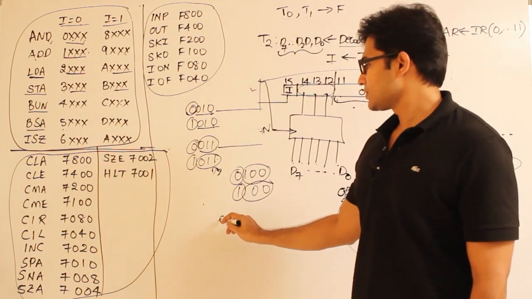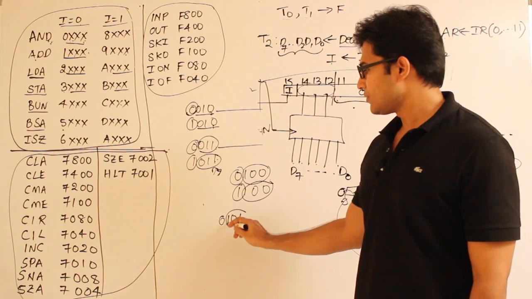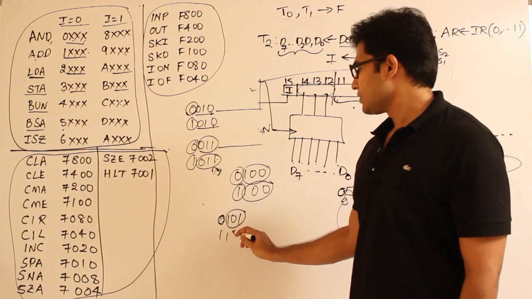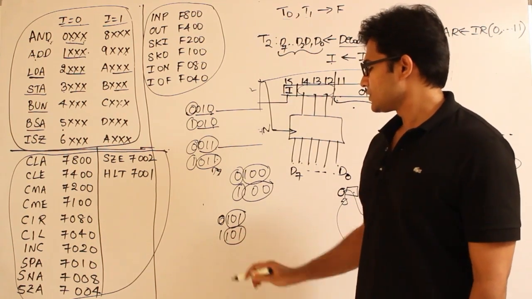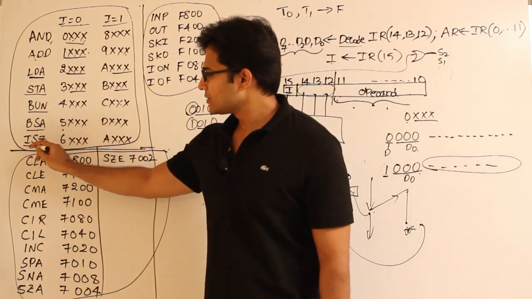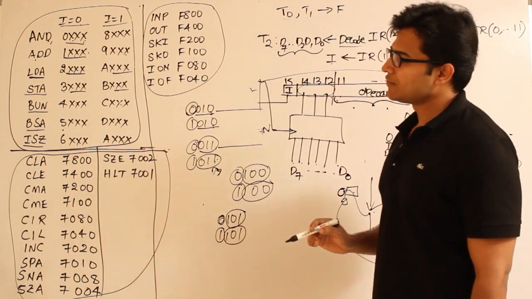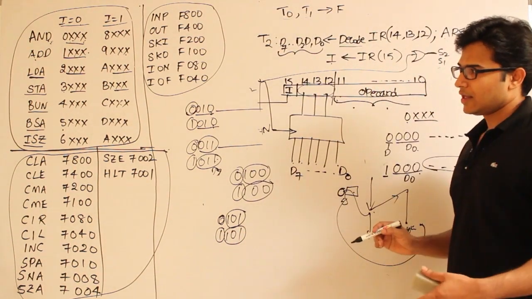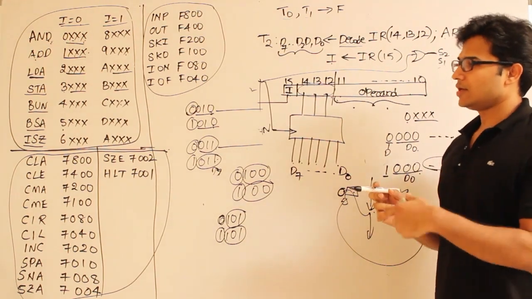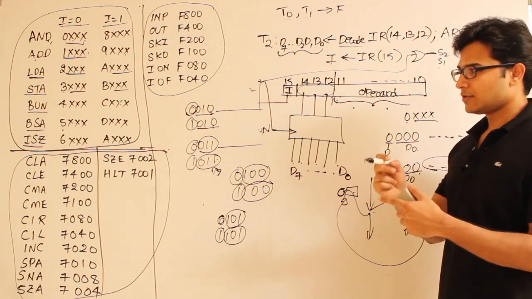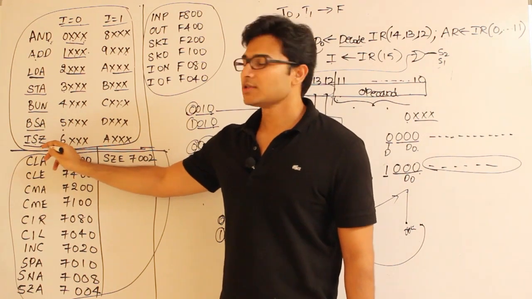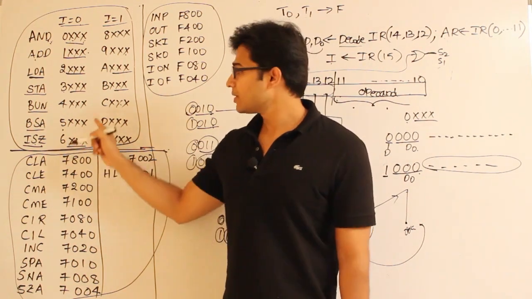So 5XXX means 0101, right, which means D5 will be enabled here, and 0 means direct, and then D means 1101, right? So this is again D5, and 1 means indirect. And the next one is increment and skip if 0. So what it means is you have to fetch a word from the memory, increment it, and after incrementing it, if it is 0, we have to skip the next instruction. Some address is provided along with the instruction. This is a memory reference, right?